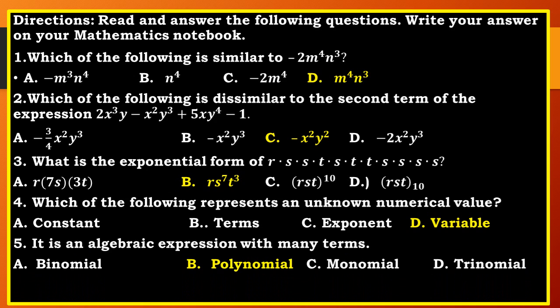Number 5. It is an algebraic expression with many terms. Okay, the hint there is many terms. Binomial is only 2 terms. Polynomial, many terms. Monomial, only 1 term. Trinomial, only 3 terms. Since we are looking for the expression with many terms, the answer is letter B, polynomial.